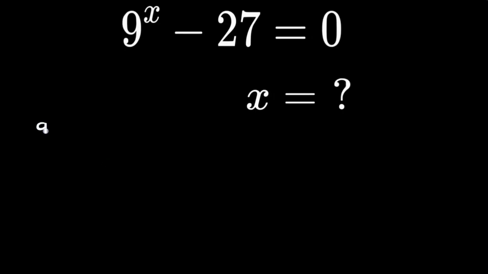From here, 9x minus 27 equal to 0, I'm going to add 27 on both sides. If I add 27 on the left hand side, it's just going to give me 0, and I'll add it on the right hand side. So it's going to be 27.